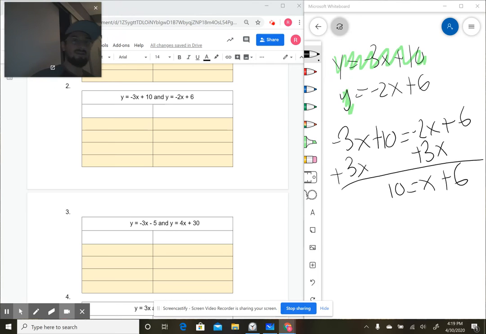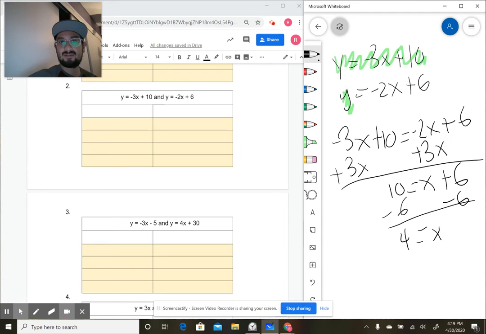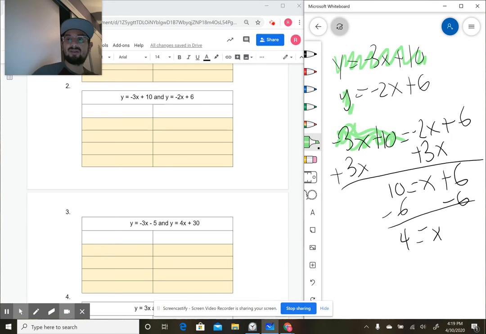So I'll subtract 6 from both sides. So 4 equals x, right? So you see that's what we substituted. We substituted this, the green right there. Check out the green. That's how we substituted.